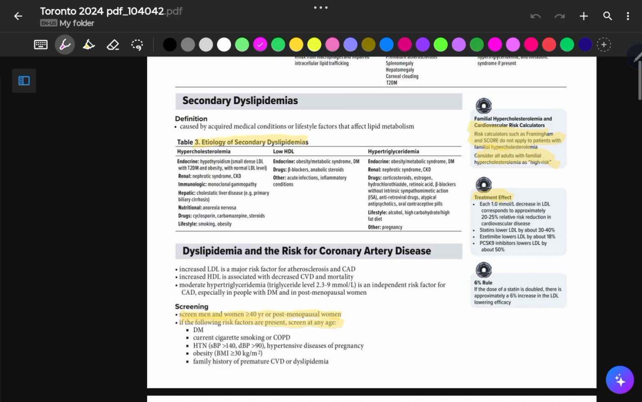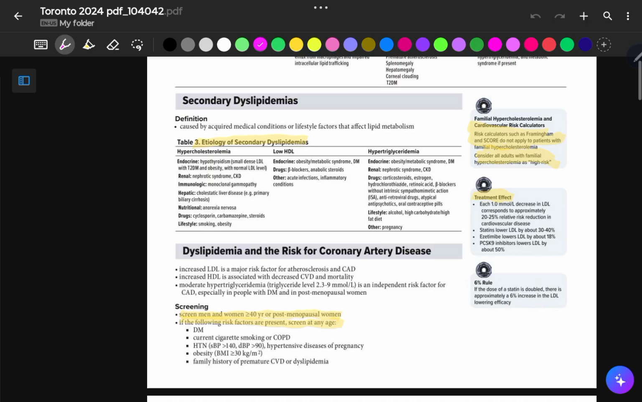Next column, we're talking about hypertriglyceridemia. So what causes an increase? Secondary causes of hypertriglyceridemia are endocrine: if patients are obese, have metabolic syndrome, or diabetes. Also nephrotic syndrome, CKD, and drugs like corticosteroids, estrogen, hydrochlorothiazide, retinoic acid, and beta blockers without intrinsic sympathomimetic action. Antiretroviral drugs, atypical antipsychotics, and oral contraceptive pills can also cause hypertriglyceridemia, an increase in triglycerides inside the blood.